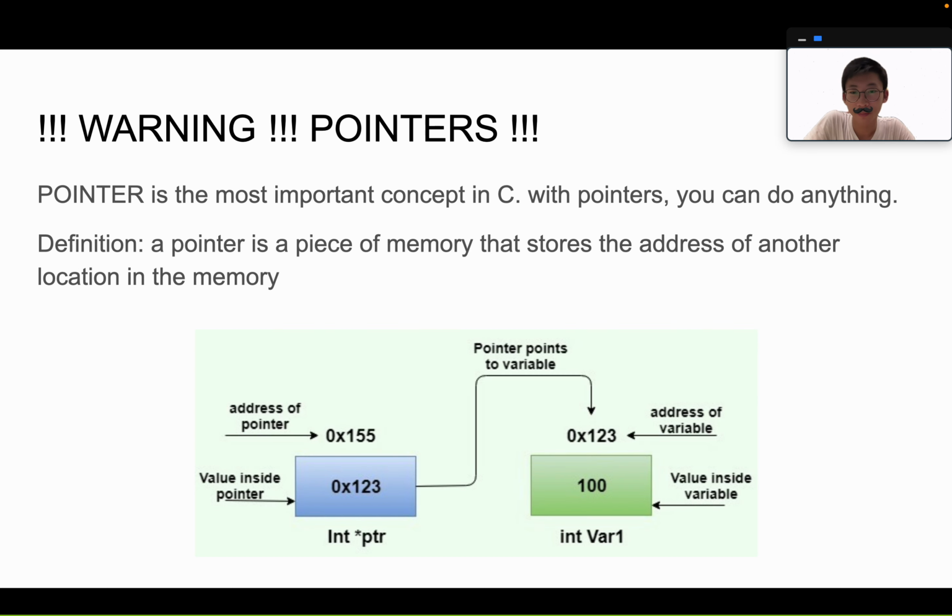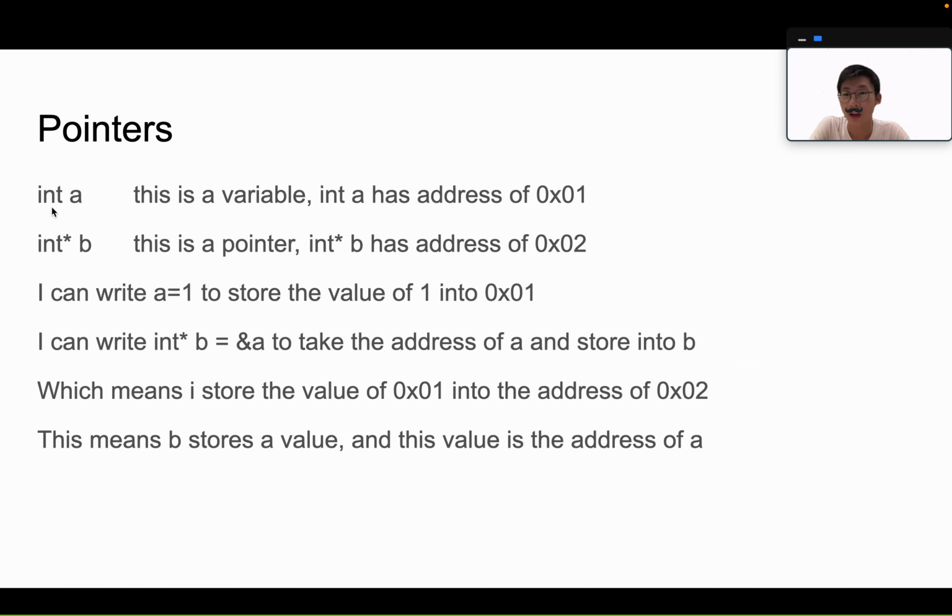Okay, so we're going to learn about pointers now. I know I'm going really fast, but you guys are really smart, so it doesn't matter. Pointers are the most important concept in C. Basically, this is how it works: use the star to represent the pointer. Okay, so int a is a variable. Int a has the address of 1. Int star b is a pointer, and it has the address of this thing.